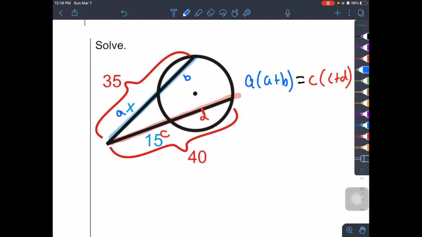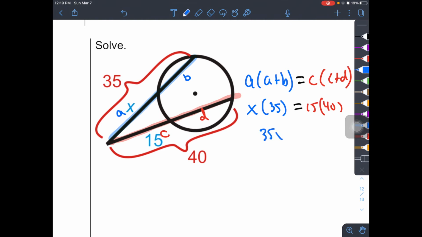Now be careful in this particular problem. A is x. We don't know what B is, but we know what A plus B would be, and that would be 35. Same logic applies with C here. We know C is 15. We don't know what D is. We could subtract it, but we could also realize that C plus D gets us 40. And that can save us some work then.